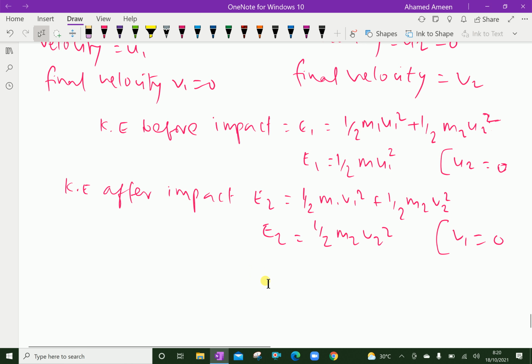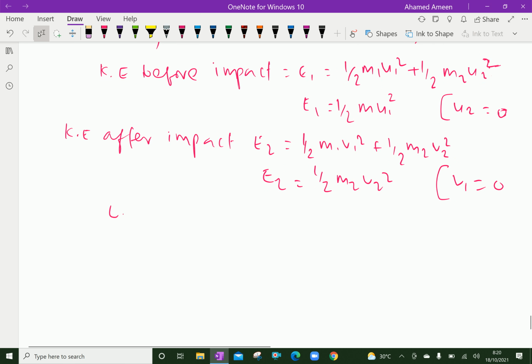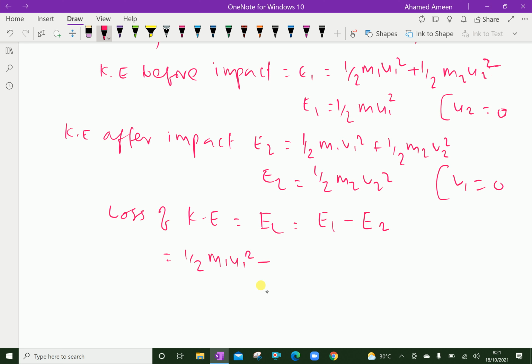Now the loss of kinetic energy, EL, that is E1 minus E2, which is equal to half m1 u1 squared minus half m1 v2 square. Since quarter of the kinetic energy is equal to the loss of kinetic energy by impact.